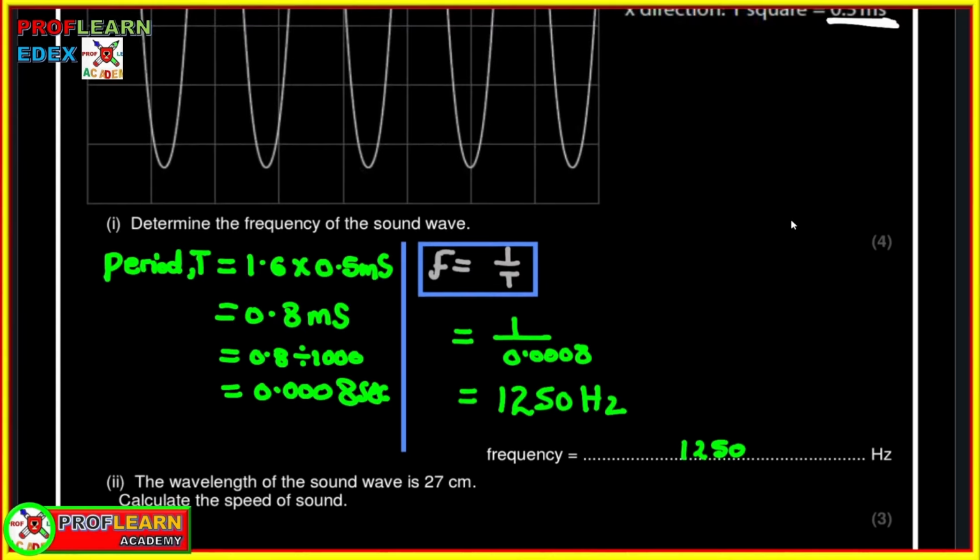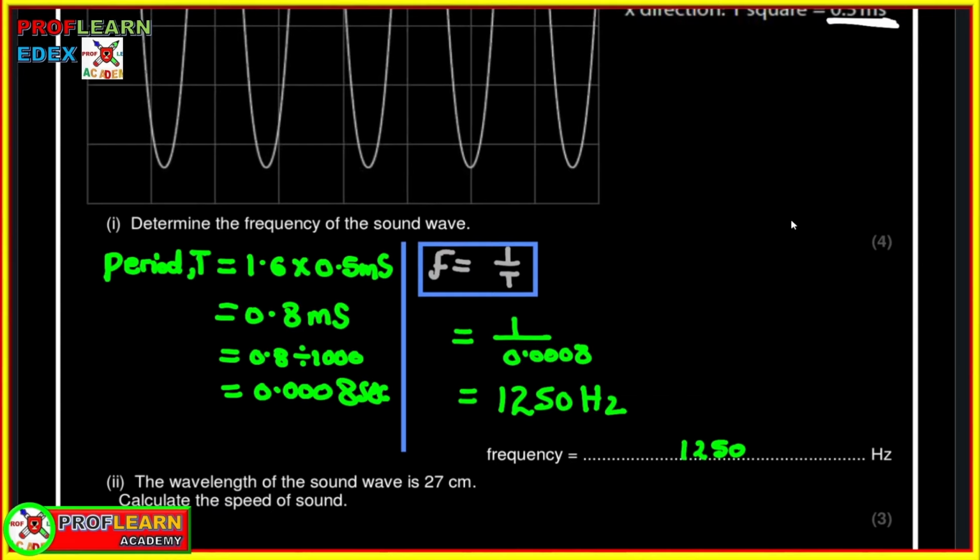If you are given, for instance, 1250 hertz, and you're asking what does that mean, that means this wave makes 1250 complete cycles, complete oscillations, every 1 second. So you need to understand also what that means, because I've seen questions like that in previous years.